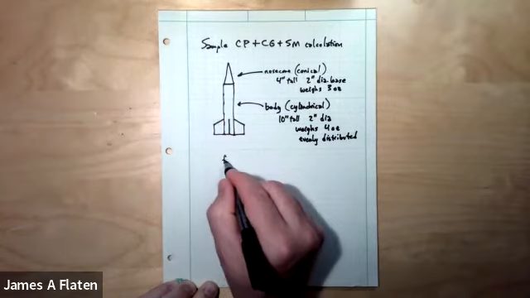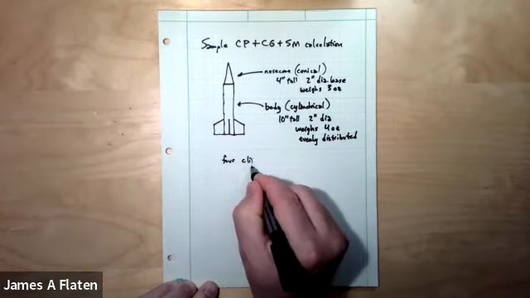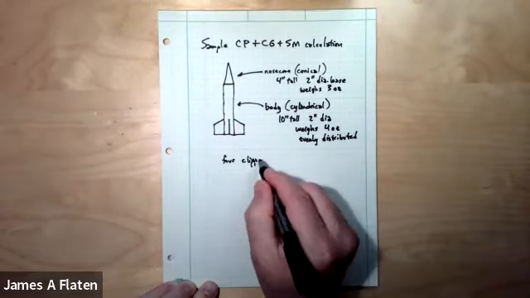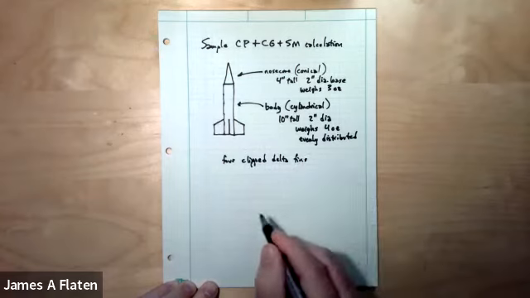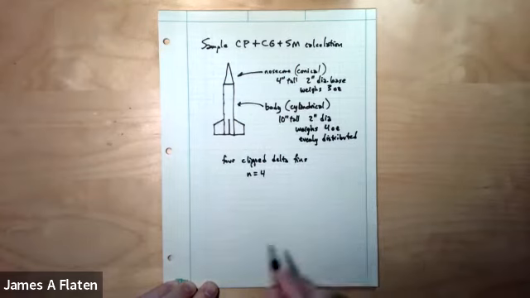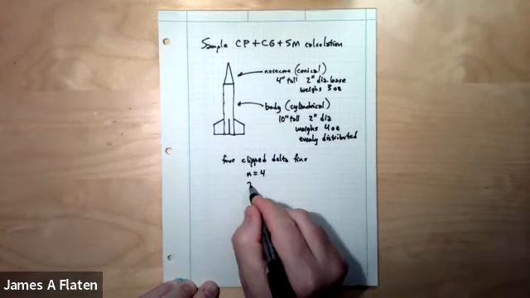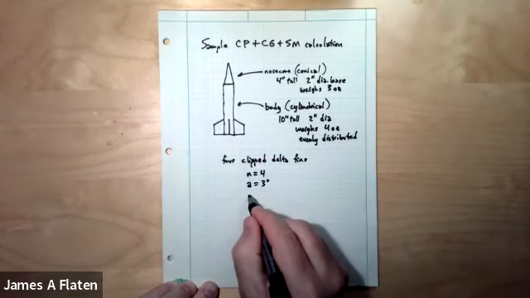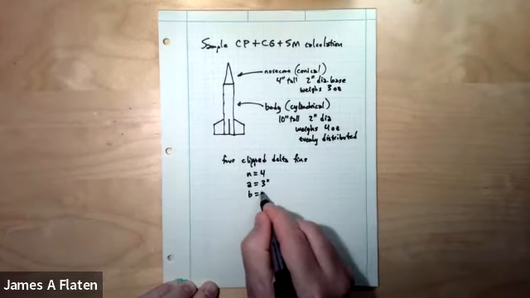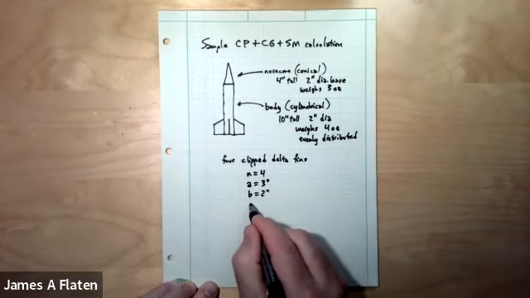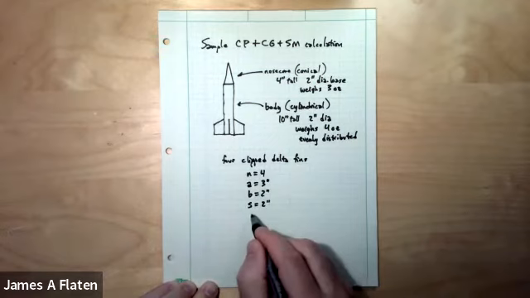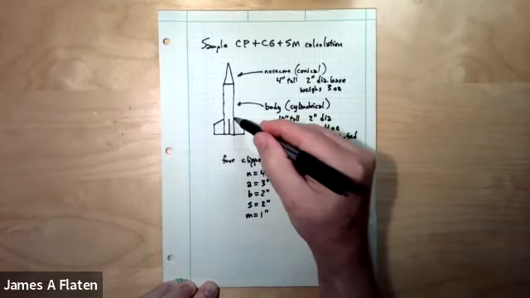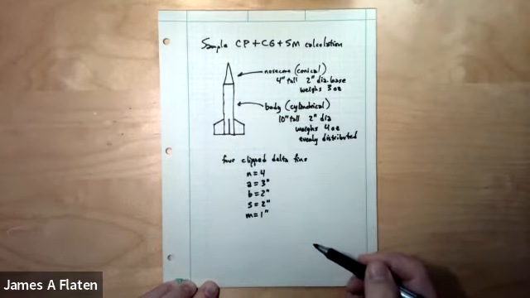So I have 4 clipped delta fins. That means n equals 4 for our calculations. The root length was 3 inches. The tip length was 2 inches. The height is also 2 inches. That's how far they stick out. The sweep in this case is 1 inch. That's how far it is from the beginning of the root to the beginning of the tip.